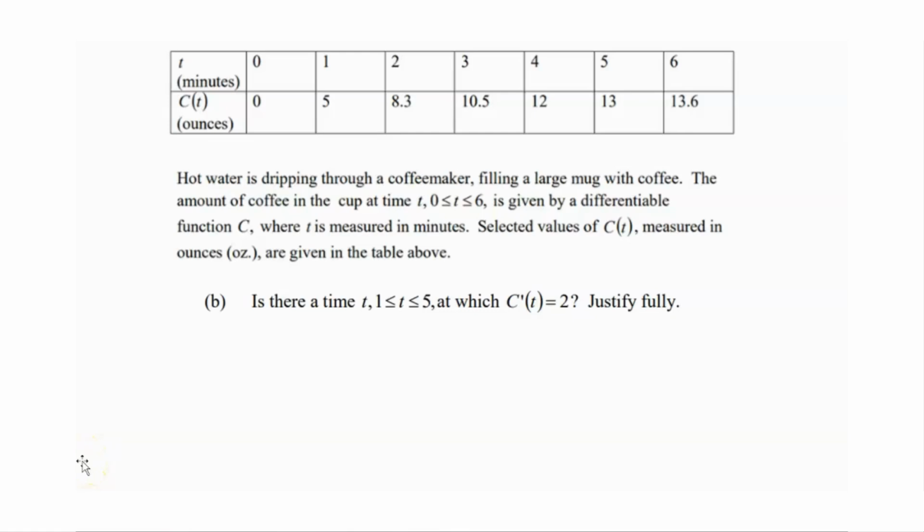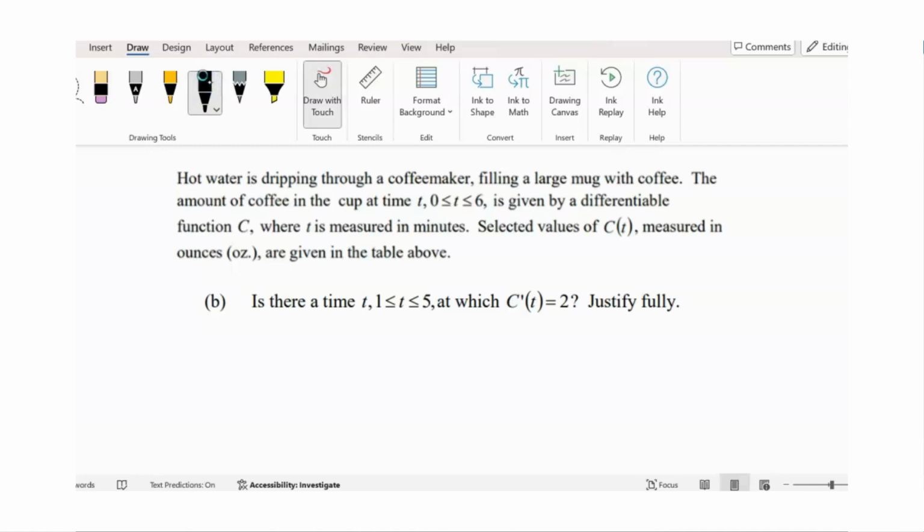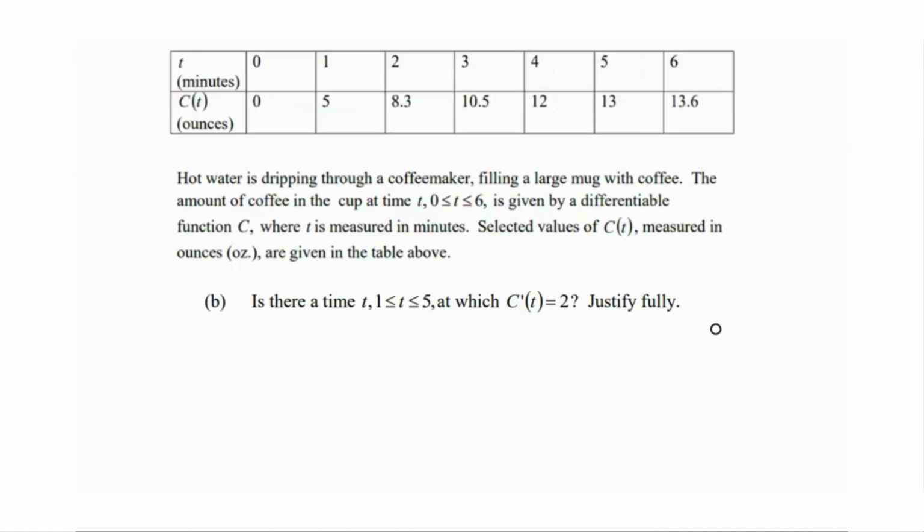Okay, so part B: is there a time t on the interval t greater than or equal to 1, less than or equal to 5, at which c prime of t is equal to 2? Justify fully. All right, so the one thing I teach my students is recognizing the difference between IVT and MVT. So in this case, when we're trying to prove a derivative exists, we're going to be using MVT, the mean value theorem. And in order to use MVT, this function c must be continuous and differentiable.